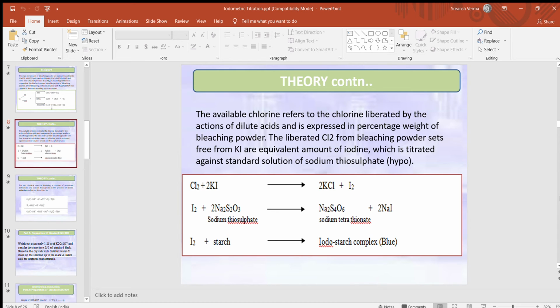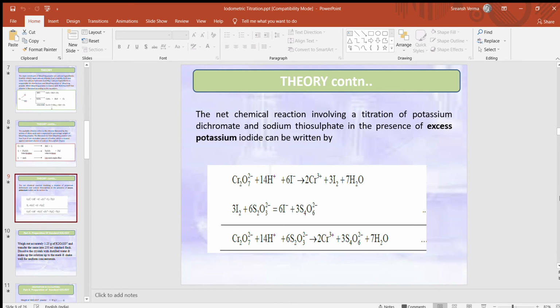This set of reactions applies when you are estimating the chlorine in the bleaching powder, and this set of reactions takes place when you are performing the standardization of your hypo solutions. So let us begin with the titration, with the procedure part.